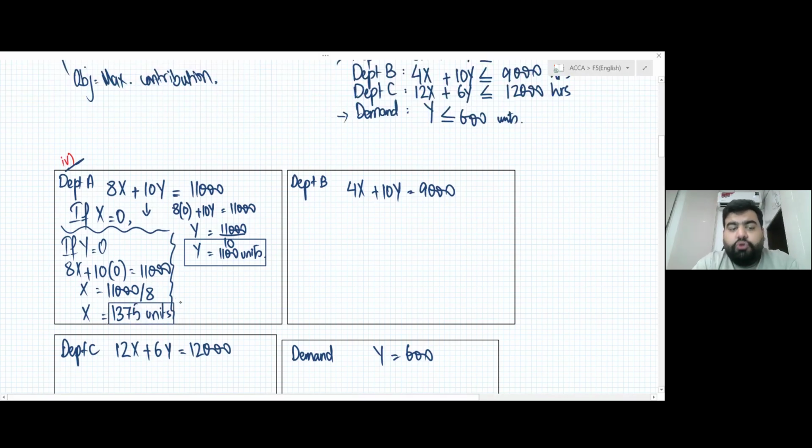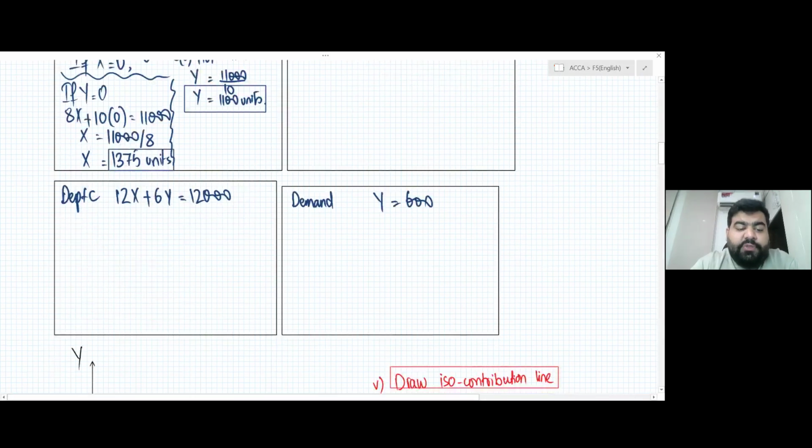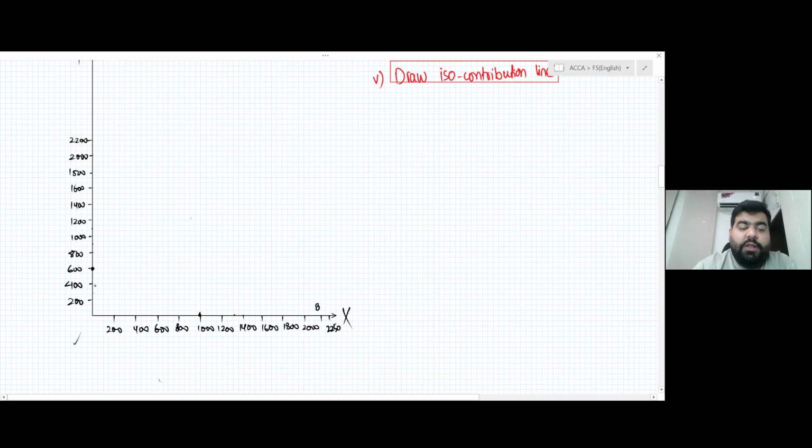So we get to know that we have to do it for every constraint formula: if one product is not being produced, how many units of the other product will be made? Why are we calculating it? Actually, this question we have to do on the graph.